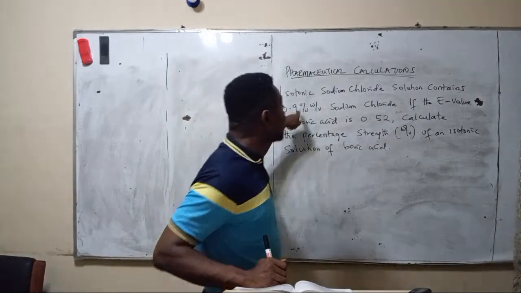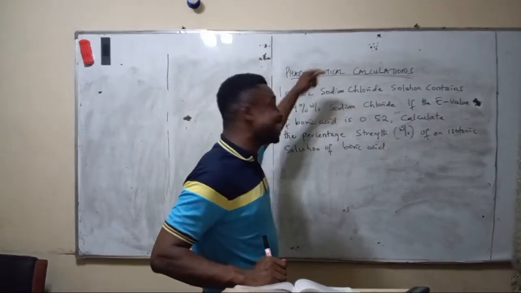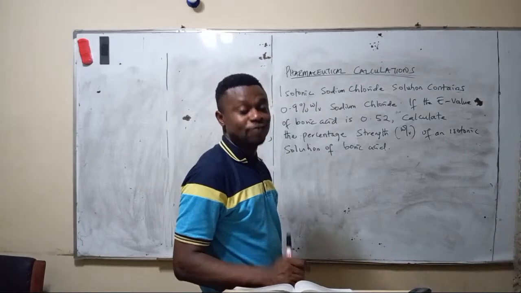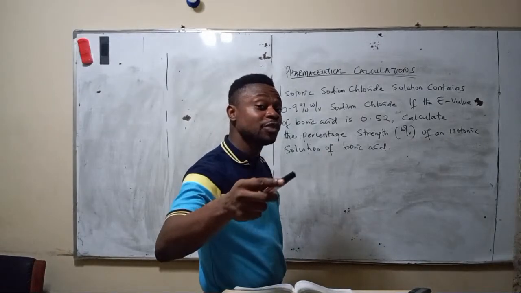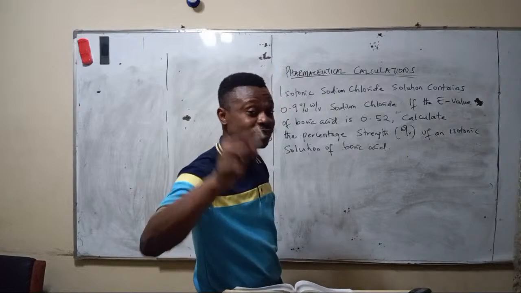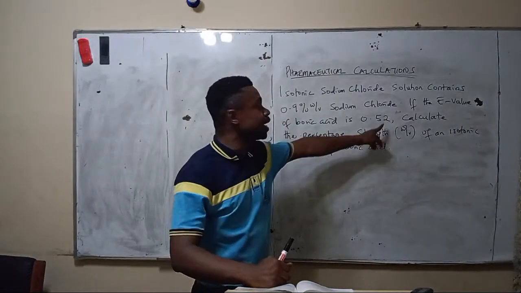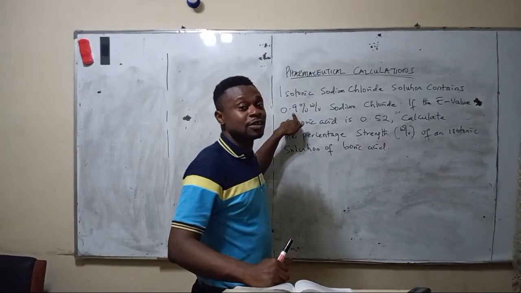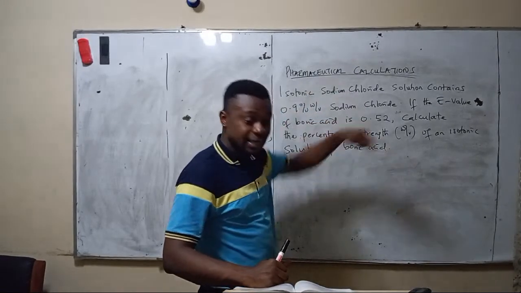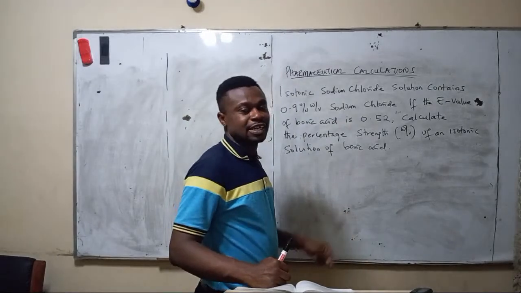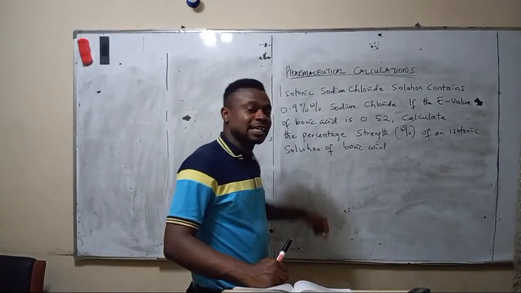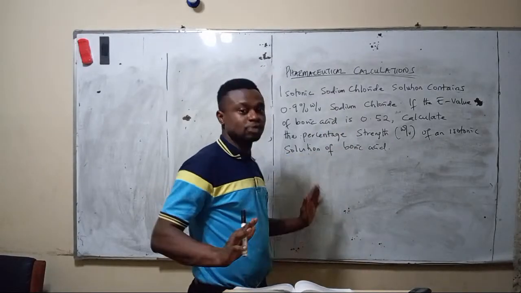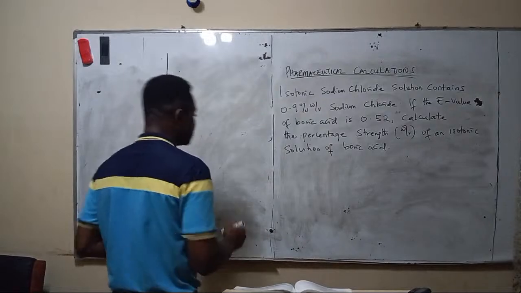So, if 0.9 gram of sodium chloride in 100 ml is isotonic, if you want to know the amount of boric acid in 100 ml that will be isotonic, we simply use this sodium chloride equivalent of boric acid to convert this 0.9 gram of sodium chloride to boric acid. That will give us the amount of boric acid that will be isotonic in 100 ml solution. That's what we need to do. All right, let's get down to business.